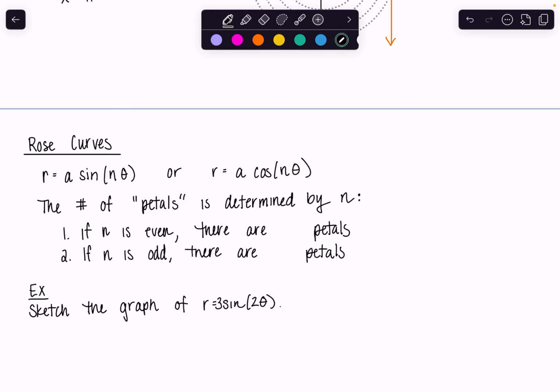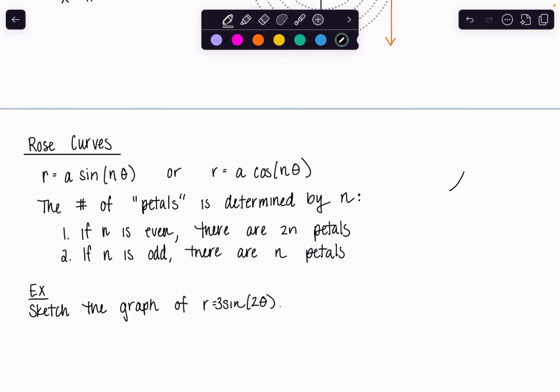If n is an even number, so say you have 4 theta on the inside, then there are 2 times that number of petals. So 4 theta would be a flower or a rose with 8 petals. If that number inside is odd, then there are exactly that many petals. Okay, so if it's sine of 5 theta, it'd be a 5-petaled rose curve.